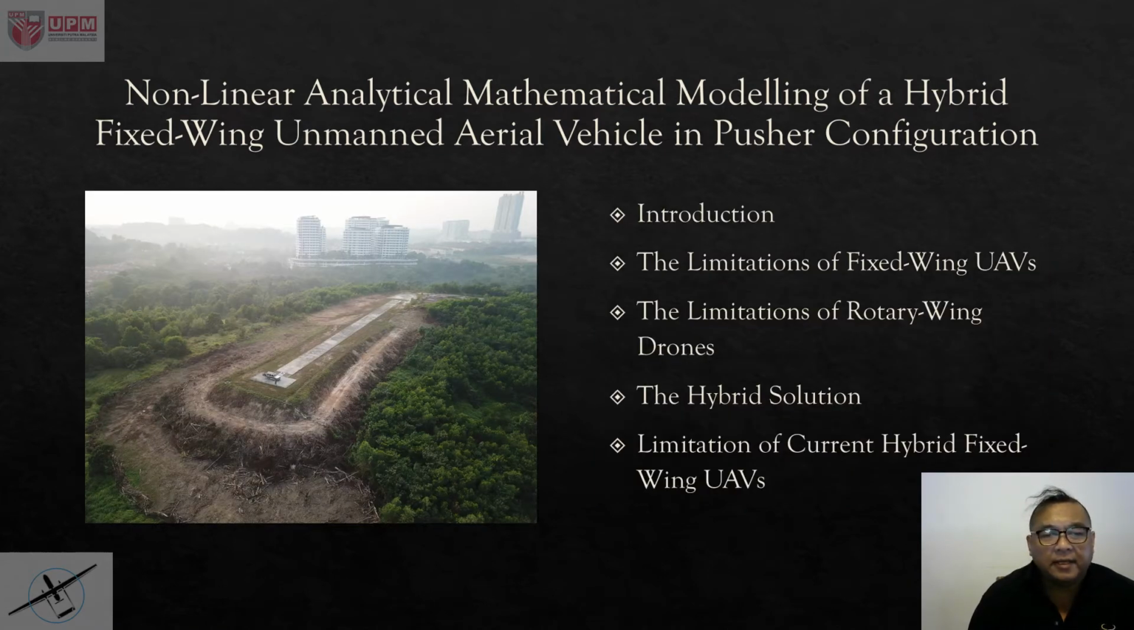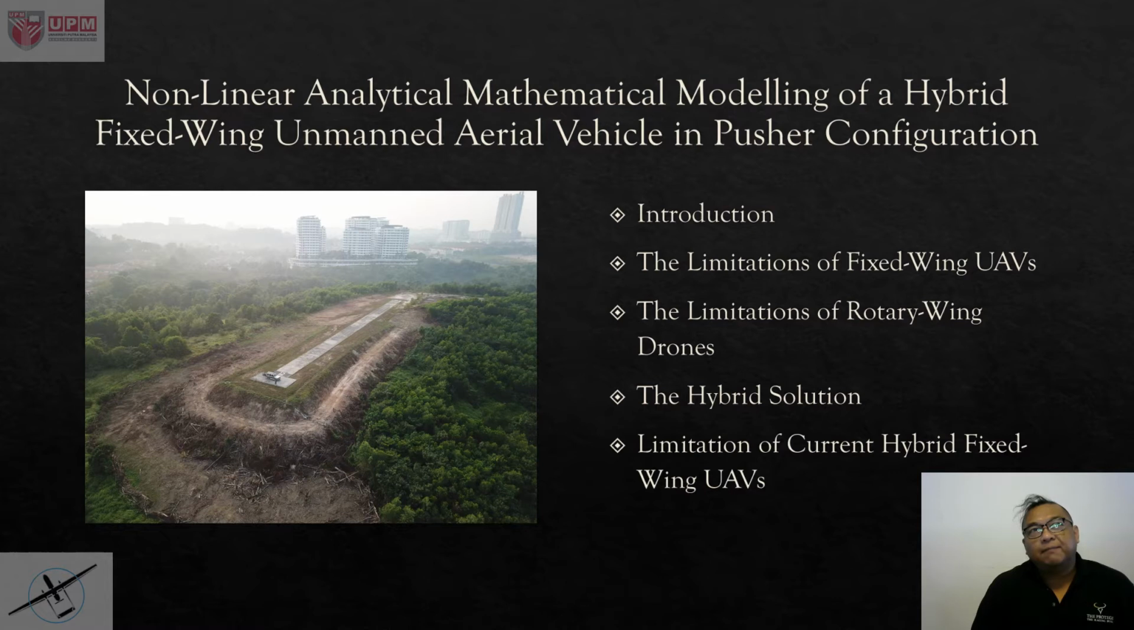This is the picture of the runway that we are using to take off and land our fixed-wing UAVs. The reason why I use this picture is to illustrate the problem that we are currently facing, or the industry is currently facing, with unmanned aerial vehicles and drones. Usually people use fixed-wing UAVs when they want to fly long hours or they want to carry heavy payloads. Fixed-wing UAVs have been said to be able to do longer duration flight. That's not strictly true.